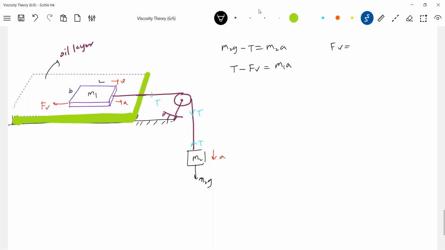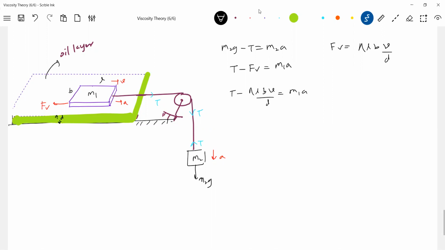So what is the viscous drag? We write eta. Area is what? L into B, small l I'll take it. Velocity is V. What is the thickness of this? Let it be D. An oil layer of thickness D is formed on the table. Then on that, I'll place a block and connect it to a pulley and connect it to a block here. This is the condition. So eta L B V by D. Let me substitute here. This will be eta L B V by D equal to m1a.